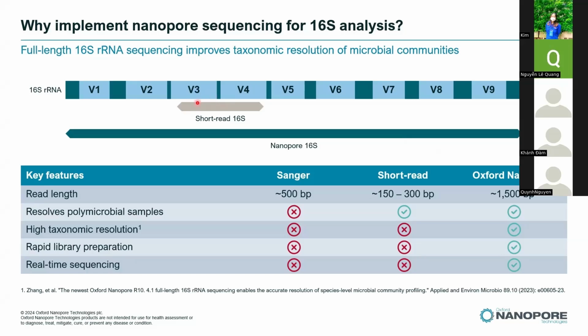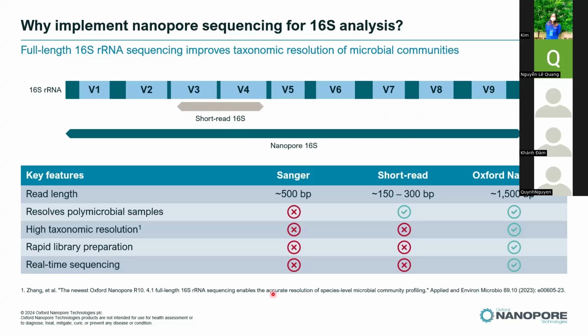V3 and V4, these two regions are very commonly used for general bacterial profiling because they offer a good balance between resolution as well as coverage. And V1, V2, or the rest of the hypervariable regions tend to be more variable, but they may offer a better discrimination for certain bacterial groups.